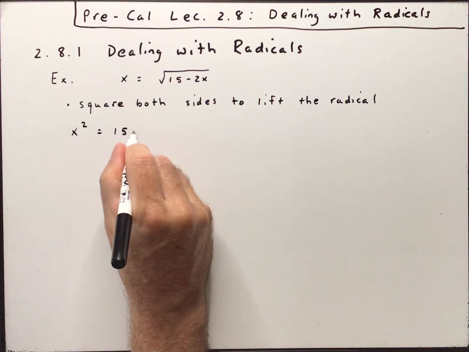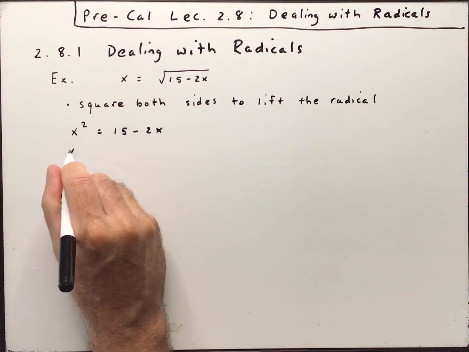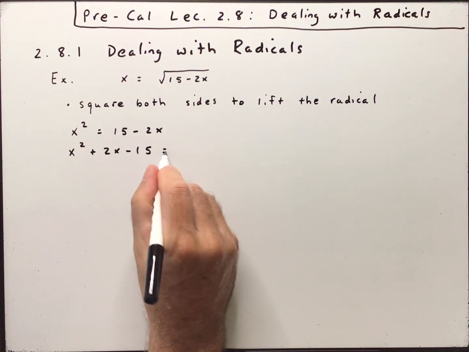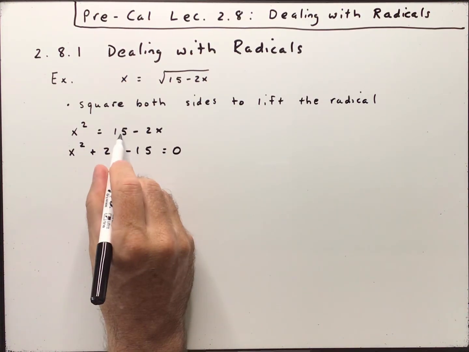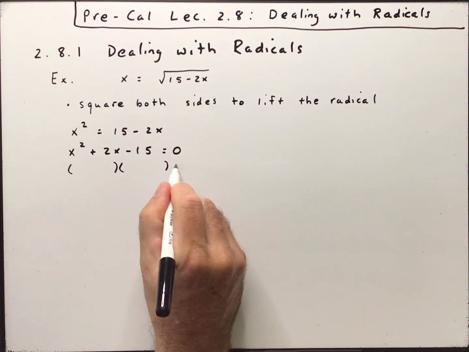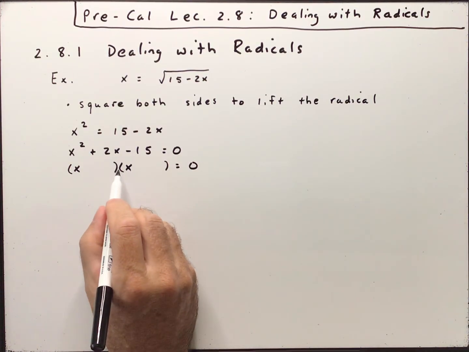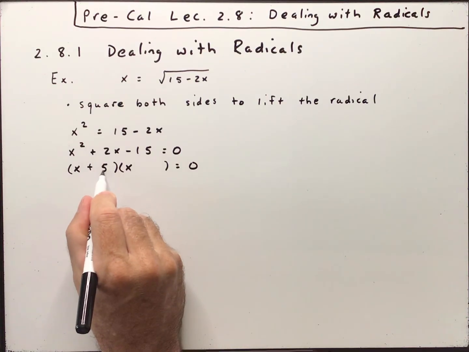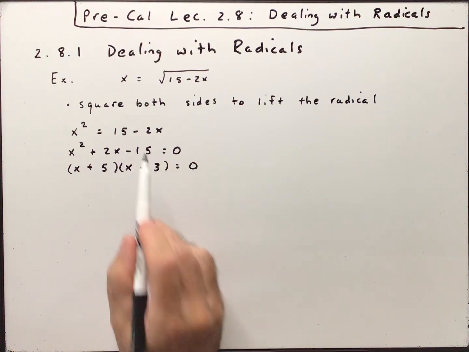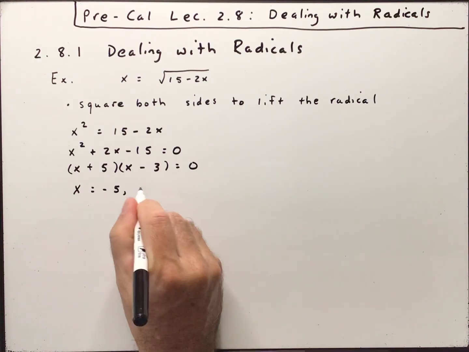So x squared is equal to 15 minus 2x. Now let's bring this 15 minus 2x over to the left. So x squared plus 2x minus 15 equals 0, right? We're adding 2x to both sides and subtracting 15 from both sides. Now we can try to factor. So we have x, and then probably plus 5 minus 3 would work. So that gives me a positive 2 in the center when I FOIL it back out, and negative 15. So we have two solutions. x is equal to negative 5 and positive 3.